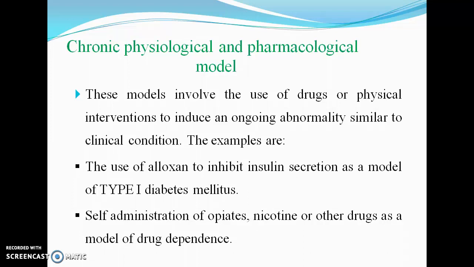So these models involve the use of some drugs or even some physical interventions in order to produce some abnormality which is similar to the disease condition. An example may be naloxone to inhibit insulin secretion, so it will act as a model of type 1 diabetes mellitus. Then one more example which can be quoted is the self-administration of opioids like nicotine or other drugs as a model of drug dependence.